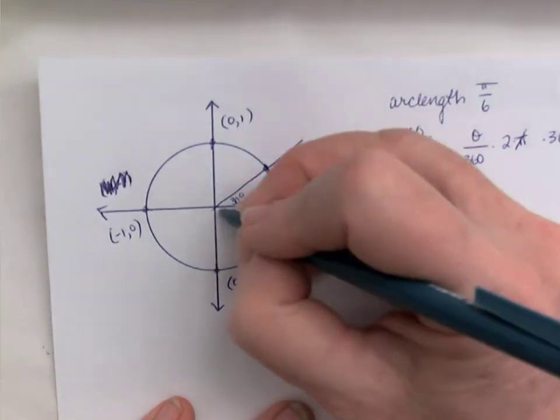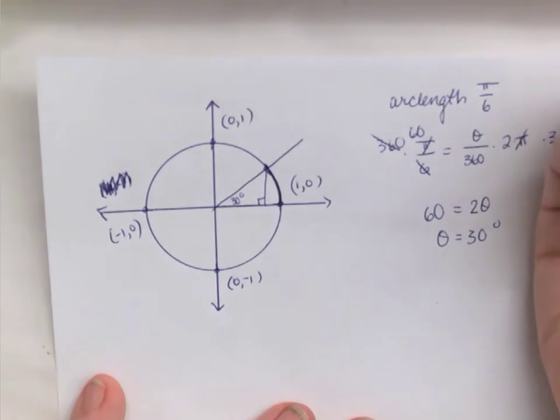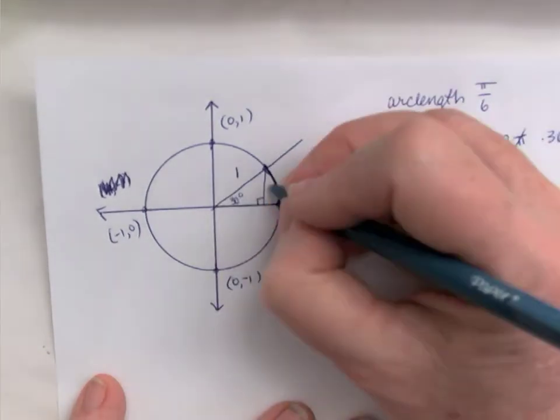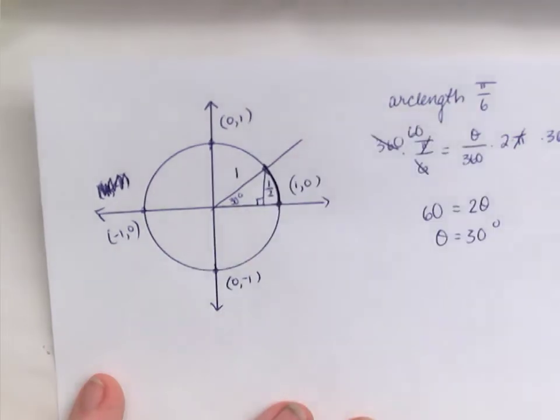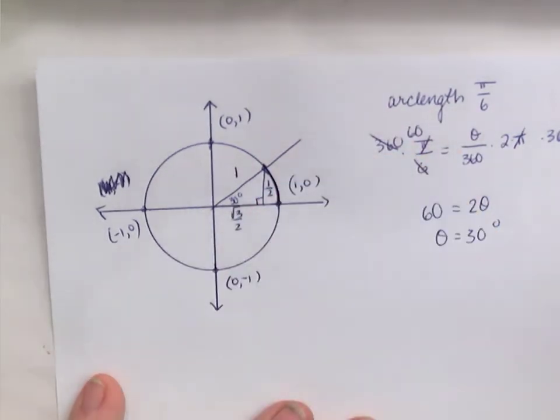When I go to plot a point, I go over and I go up. So I create a right triangle. I know the hypotenuse is 1, and I know the side opposite 30 degrees is half the hypotenuse, so that's 1/2. And then the other side is going to be root 3 over 2.